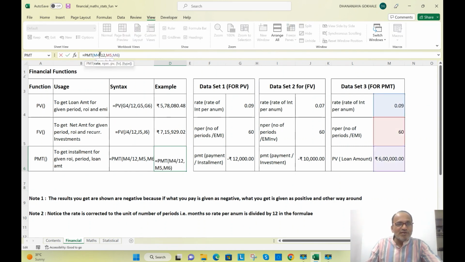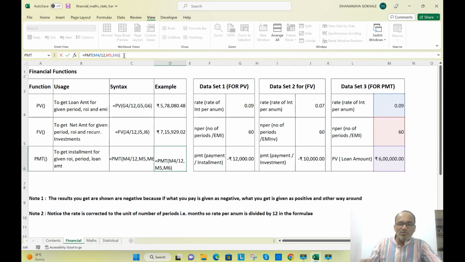All right. Same way, first is the rate of interest. So it is 9%, which means 0.09 divided by 12. And then the next argument is 60 months. That is the NPER, number of periods. Okay, 60 months. And the last one is the loan amount. That means now I have taken a loan of 6 lakhs rupees, and I'm going to pay it back in 60 months, and the rate of interest the bank is going to charge me is 9%. So what is my EMI?